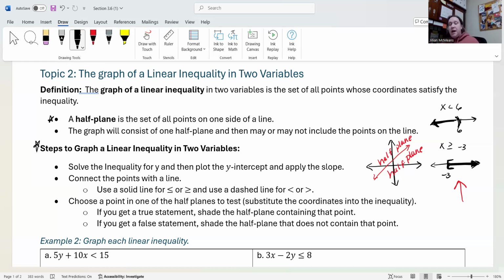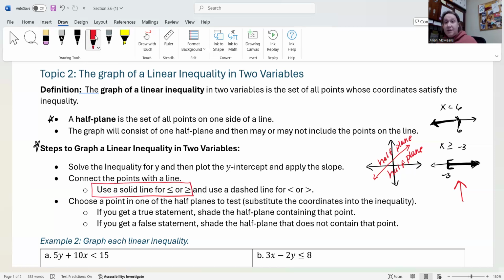You do want to connect the points with a line, but remember, we either include that boundary line or not. So we have to do something to indicate to the reader which of those things is going to happen. You're going to connect your points with a solid line if you use the or equals to inequalities.